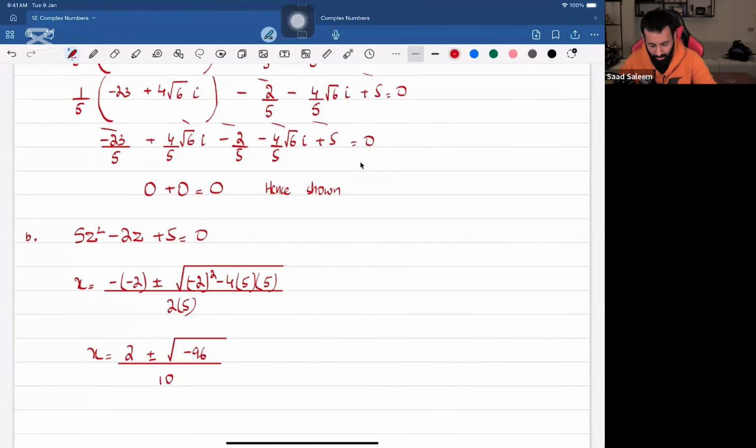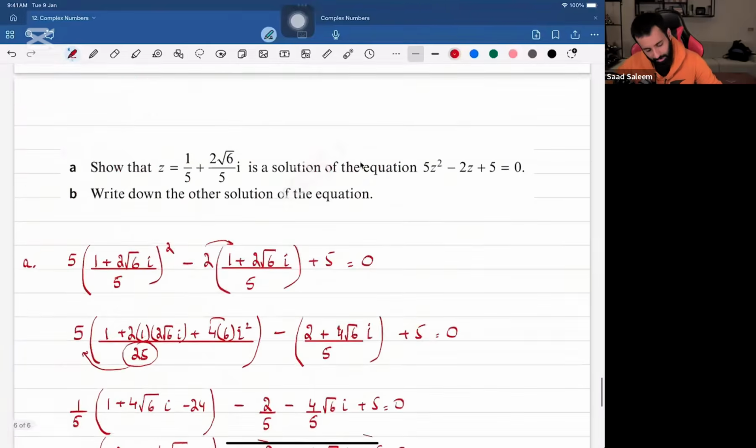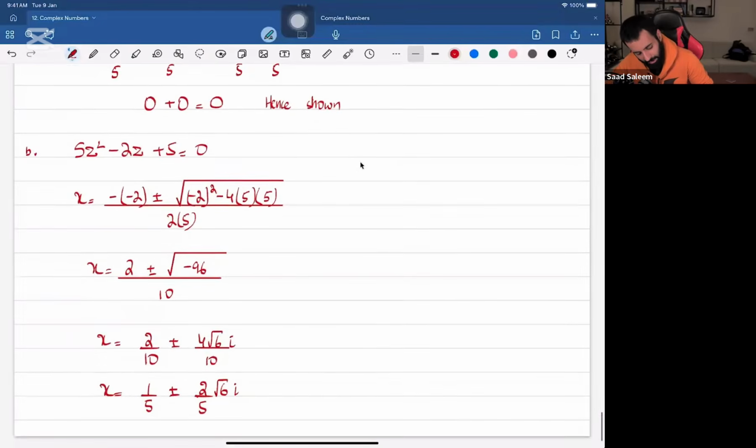So if your calculator is in complex mode, make sure that your calculator is in complex mode, and then if you take the square root of minus 96, you get 4 under root 6. That means x equals 2 upon 10 plus minus 4 under root 6 iota upon 10. So what do we get? We get 1 upon 5 plus minus 2 upon 5 root 6 iota. Now notice one root was already given to us. It was 1 upon 5 plus 2 root 6 iota. So the two roots that we get are 1 upon 5 plus 2 upon 5 root 6 iota, and the other root is 1 upon 5 minus 2 upon 5 root 6 iota.